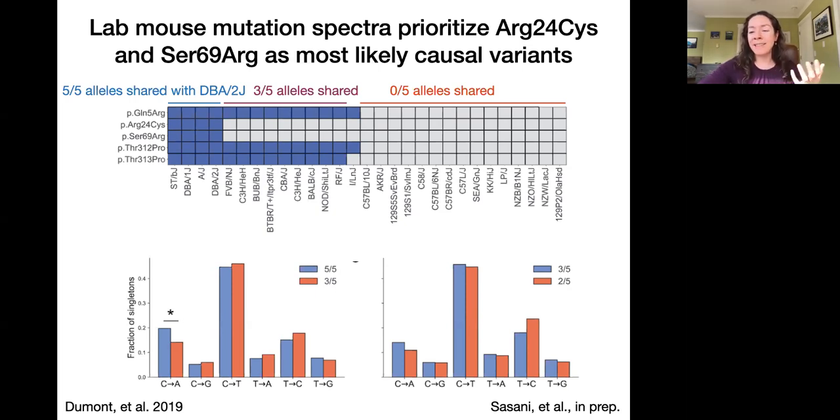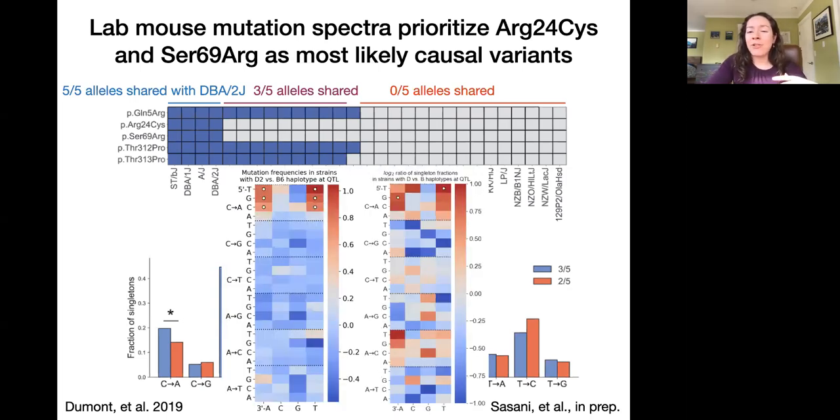And that provides, we think, some evidence that maybe one of the second two mutations in the ARG24 cis or the SEER69 ARG, that one of those might be the most likely causal variant.